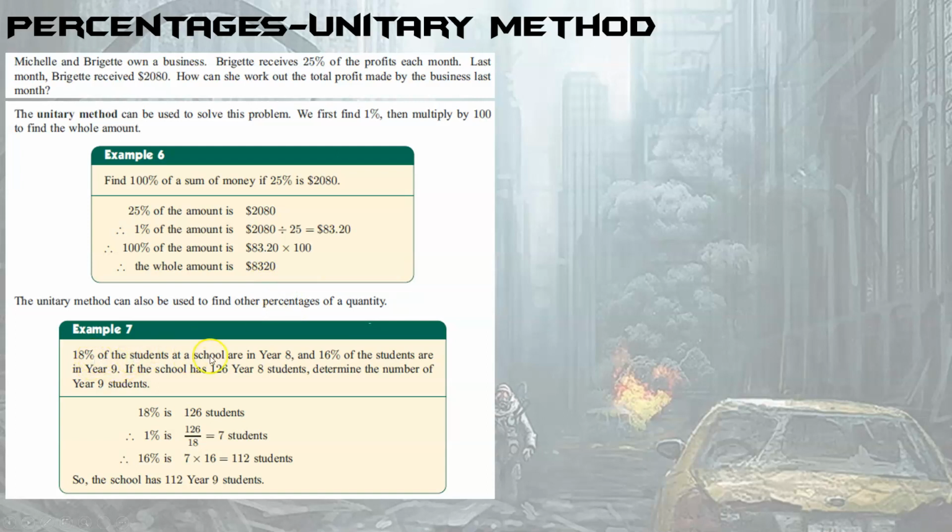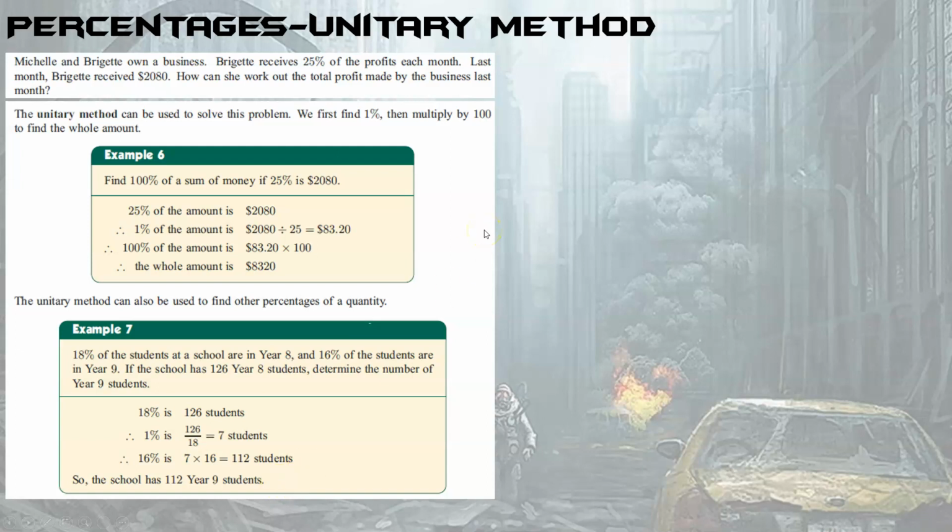You can also use this to find other percentages of a quantity. If 18% of students are in year 8, 16% are in year 9, the school has 126 year 8s, determine the number of year 9 students. So we use the same process. 18% is 126 students. 1% is that divided by 18, which means we had 7 students. If 16% is 7 students times 16, that equals 112 students. Therefore, the school has 112 year 9 students.